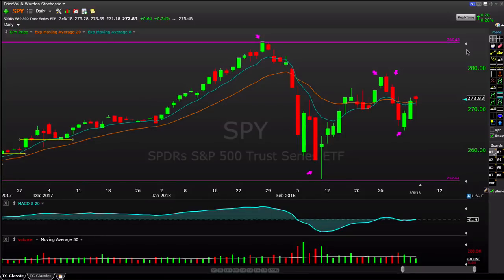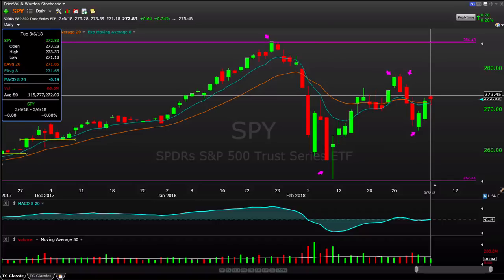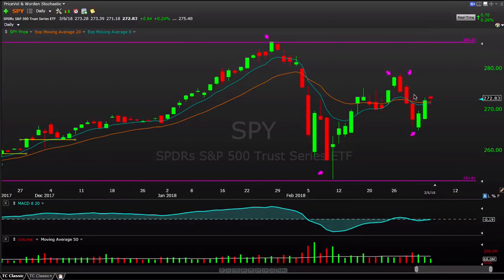We also have a 50 period SMA that I know a lot of traders like to look at. I do not have one on this chart, but it is right above where we closed today. I think it's settling in right around 273 or so. I think it is still upwardly sloping, but the 50 SMA is right in this area as well.